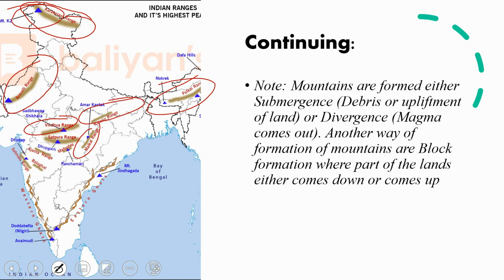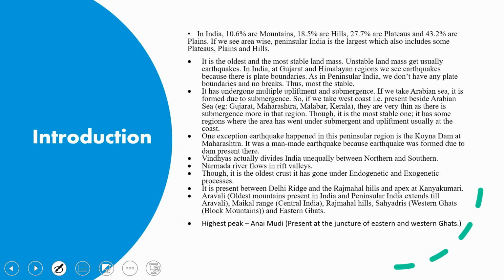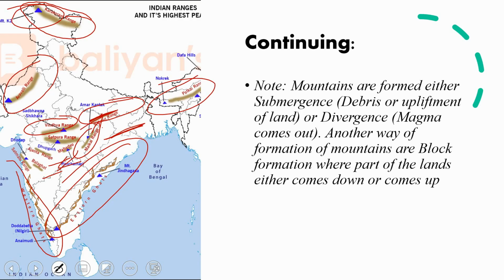We will see, this is just a mark. It is not that this mountain is present only from here to here. You will see some extension here, some extension will be here also. Then you have the Ajanta range, Balaghat. Then this is your western Ghat, this is your eastern Ghat. And then Anaimudi, present at the juncture of the eastern and western Ghat, is the highest peak in the peninsular region.